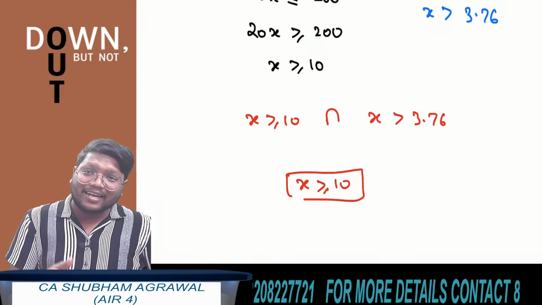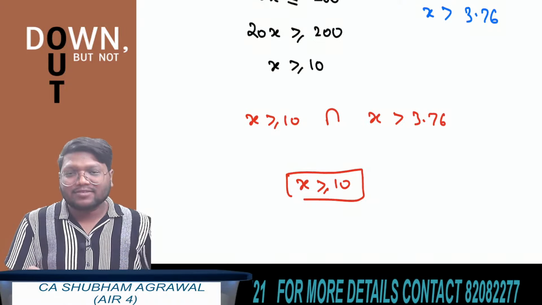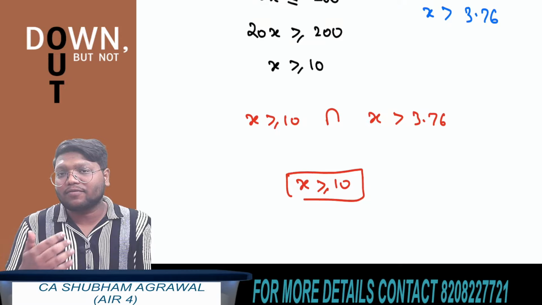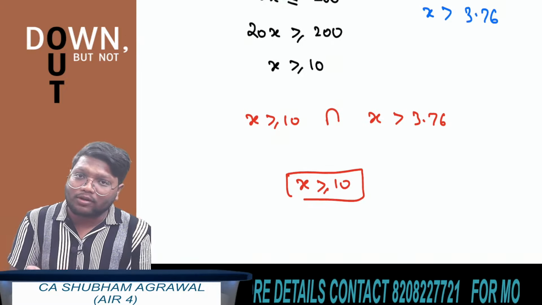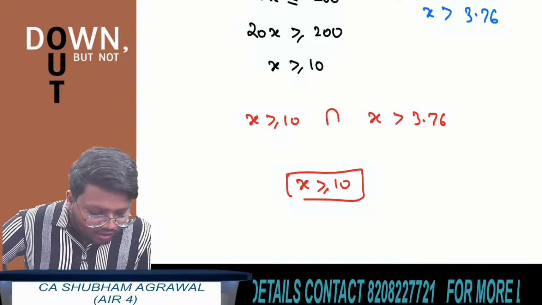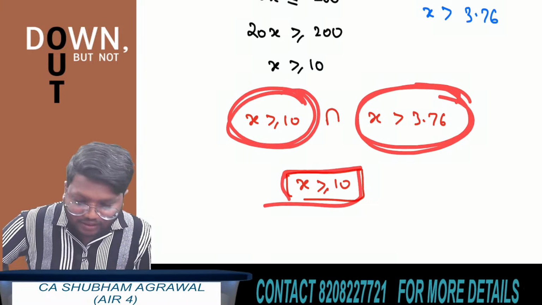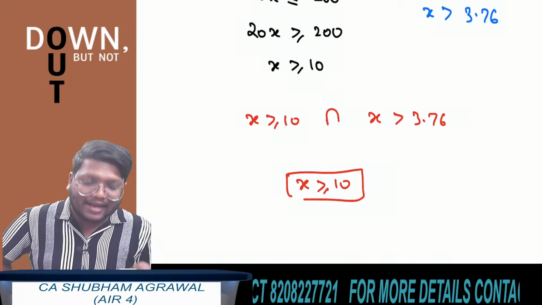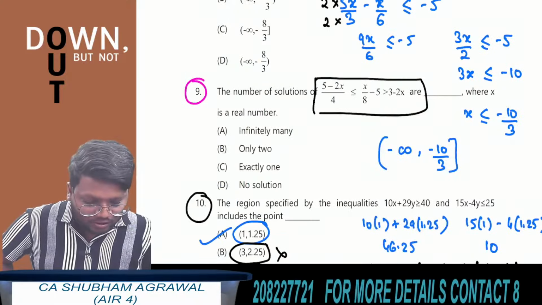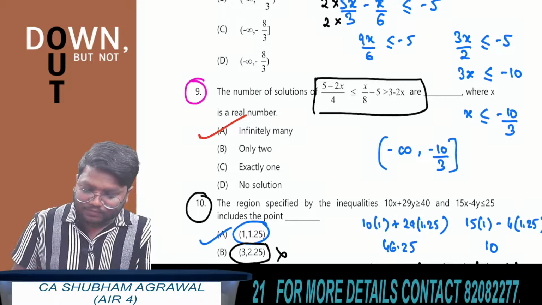And if x is greater than or equals to 10, it means x can have infinite values. x value can be 11, 12, 13, 14, 15, 16 and so on till infinite, or value of x can be 10.1, 10.2, 10.3 and so on. So the intersection of these two things is x greater than or equals to 10, which means x can have infinite values. Which option you have to choose? Option A. The answer for question number 9 is option A.